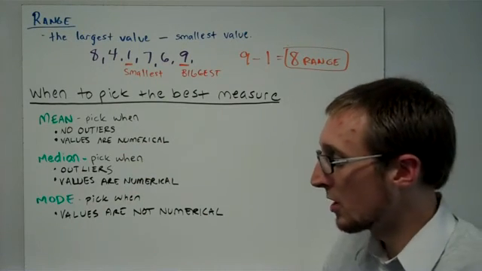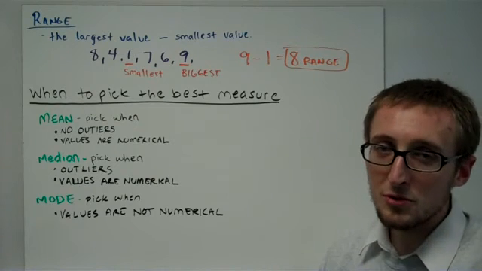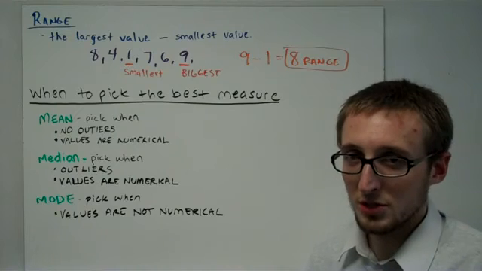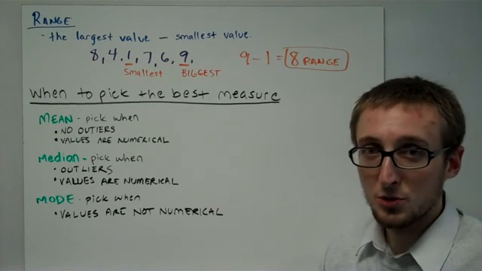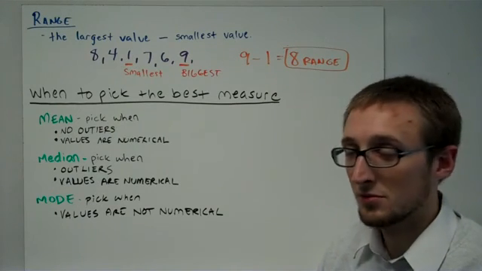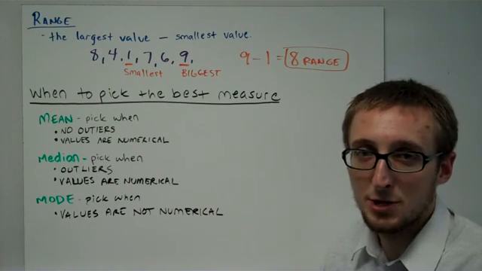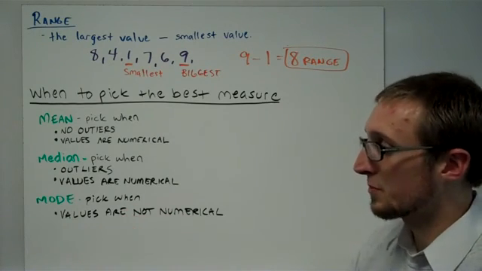Finally, we want to pick mode when the values are not numerical. So if I was just doing a survey saying, like, what is everybody's favorite color, I'm going to want to tell people which color was picked the most often. So those aren't numerical values at all. It's a color. You can't add or subtract colors. So that's when you would pick the mode.